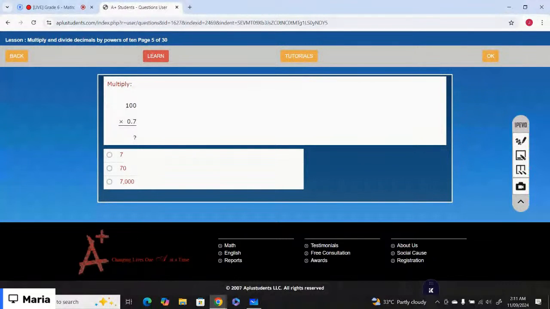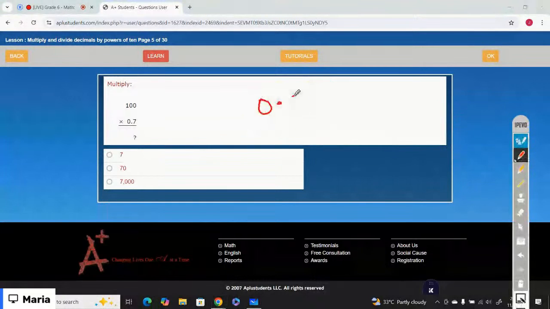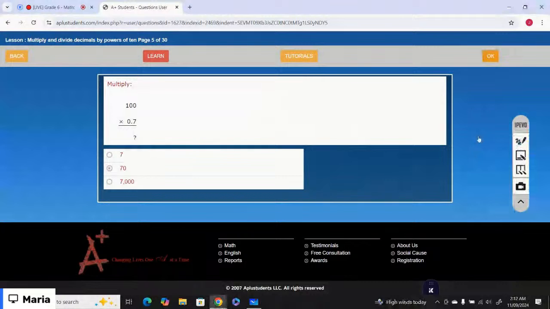That is 100 times 0.7, right? So you are multiplying with 100. So 100 has two zeros. So when multiplying, you have to move the decimal point to the right hand side. That is just 7. You need two decimal places. One you already have at 0. So you move the decimal point from here to here. That would be 70.0, and 70 is the correct option. Option number 2 is the correct option.